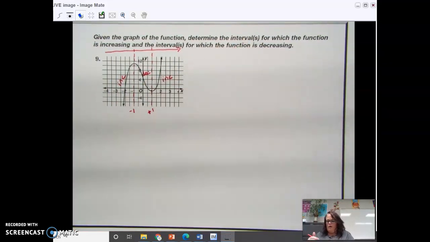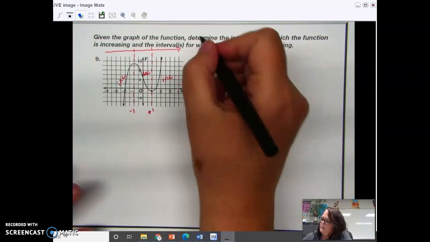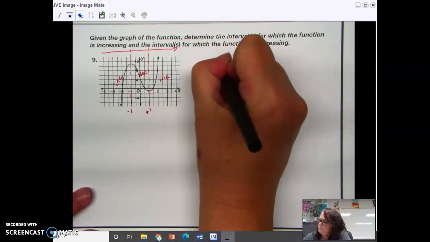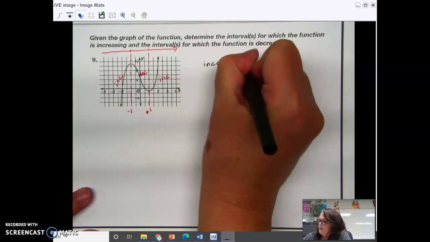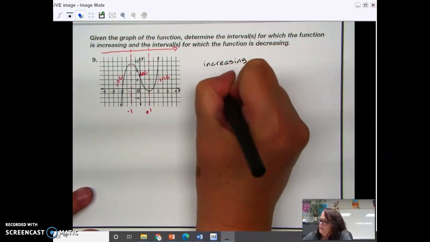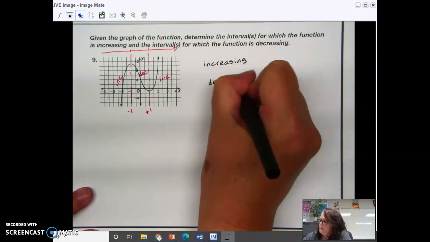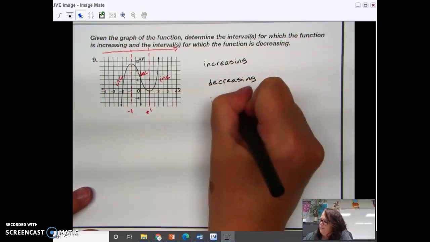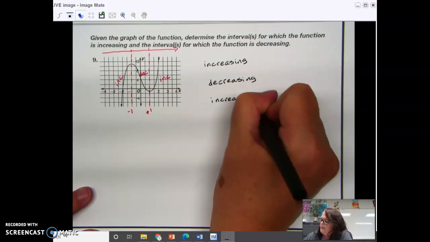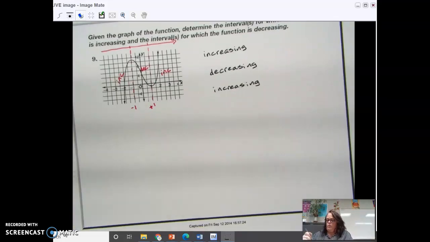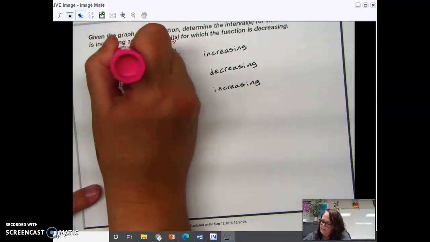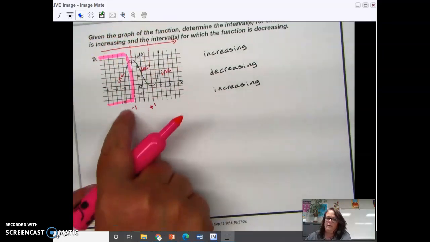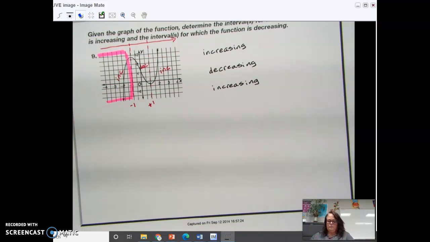So I'm going to have an area of the graph where I'm going to be increasing. I'm going to have an area of the graph where I'm decreasing. And then I'm going to have an area of the graph where I'm increasing again. And so we want to think about this. So when I talk about this domain here, that's the domain where I am increasing in my x values.